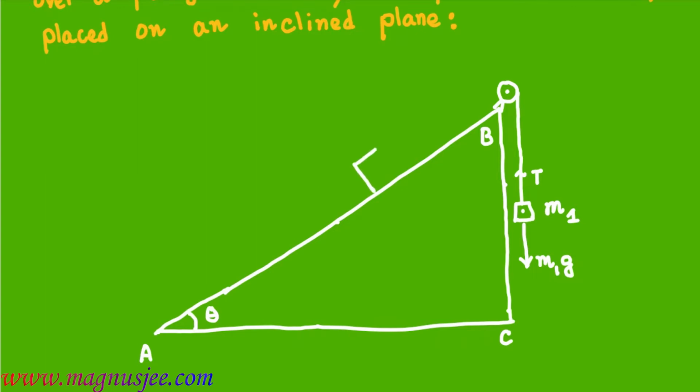Another body of mass m2 is placed on the inclined plane. This is the body of mass m2 which is placed on the inclined plane, and the weight of this body, that is m2g, is acting vertically downwards.